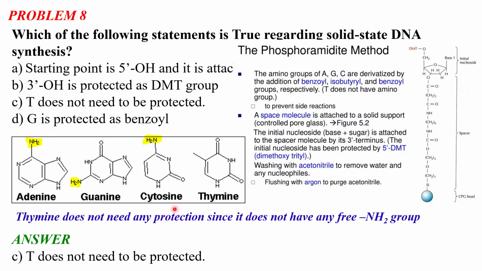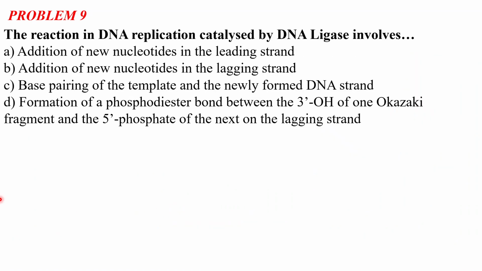Okay. Now I will go to the next problem. Problem number 9 says the reaction in DNA replication catalyzed by DNA ligase involves: A, addition of new nucleotides to the leading strand; B, addition of new nucleotides to the lagging strand; C, base pairing with the template and newly formed DNA strand; and D, formation of the phosphodiester bond between the 3' OH of one Okazaki fragment and the 5' phosphate of the next lagging strand.